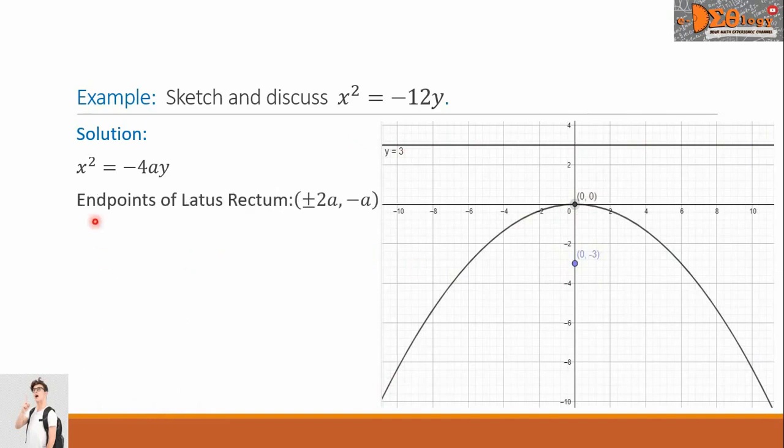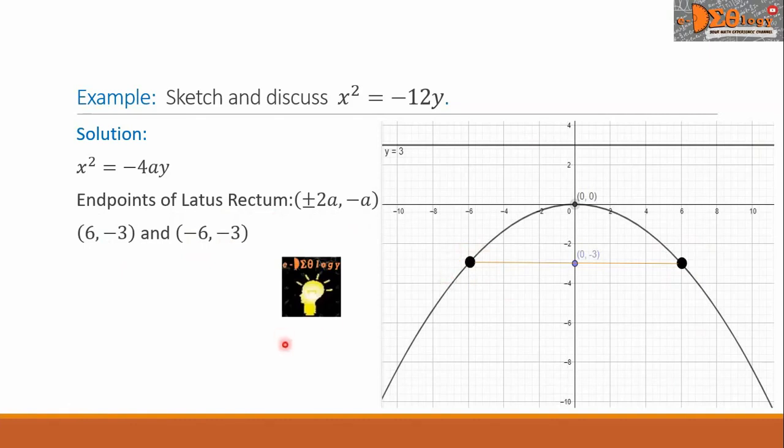And we can now write the endpoints of latus rectum, and this is our formula. Plus or minus 2a, that is the x coordinates, and negative a for the y coordinate. So the points are 6, negative 3, this is the point, and the negative 6, negative 3. This is the other endpoint. This is now our final answer.